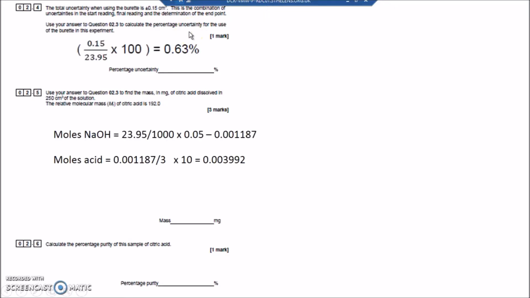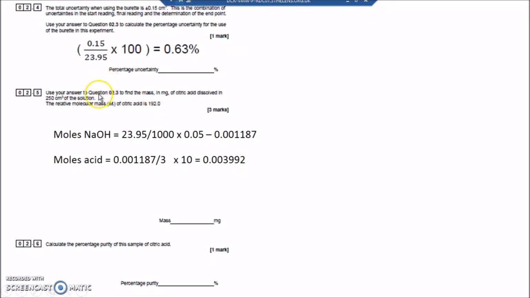25 centimeters cubed is a tenth of this amount, so I've worked out the number of moles of acid in the 25 centimeters cubed. If I multiply by 10, I'll work out the number of moles of acid in the volumetric flask at the beginning. So now I'll multiply by 10. It's 0.003992. That's the number of moles of acid that are actually in the flask.